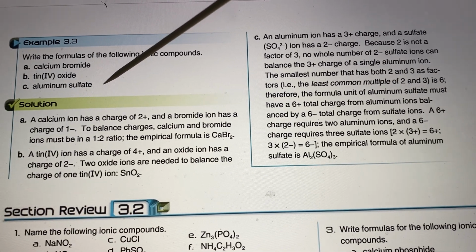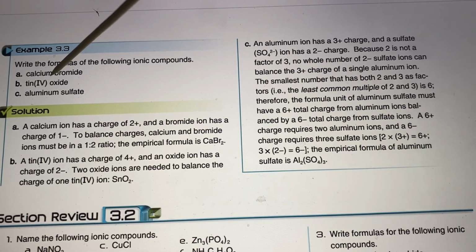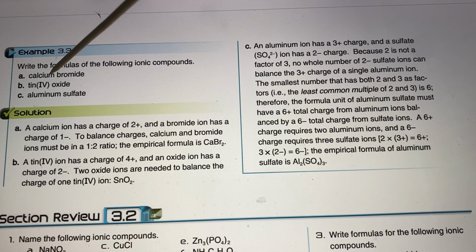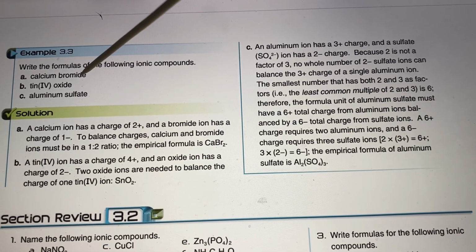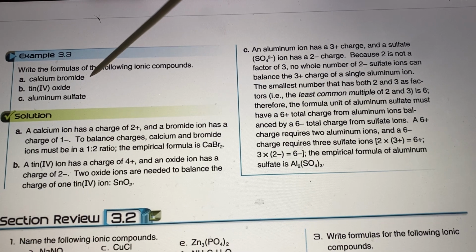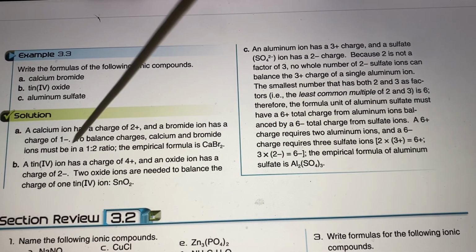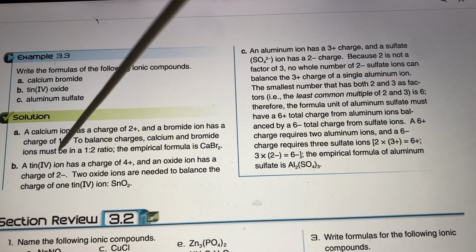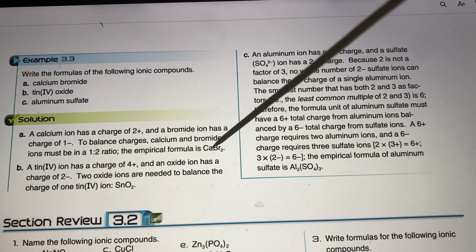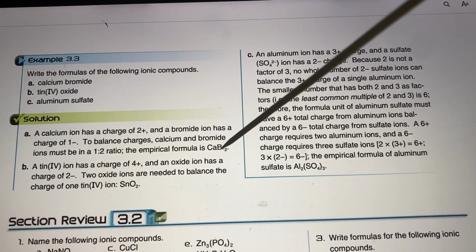So what's the formula? Well, we know calcium is Ca, and if you look back at our chart, calcium always has a positive 2. Bromide is Br, and it always has a negative 1. So the calcium ion has a 2 and the bromide has a negative 1. To balance the charges, it must be a 1:2 ratio, so you have to have the formula calcium and bromide with a 2, and that balances it out.